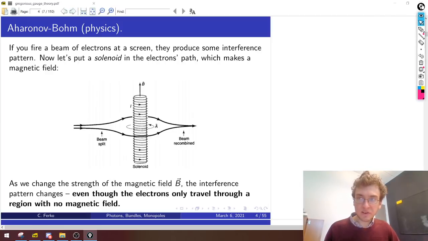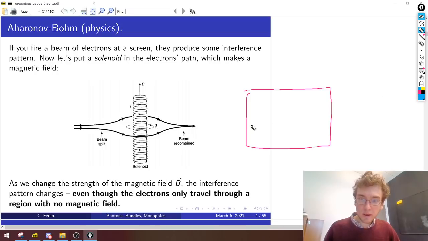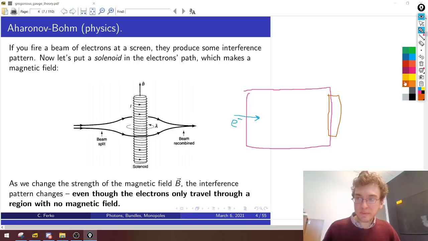So the first vignette is a famous experiment in physics called the Aharonov-Bohm effect. And here's what it is. If you fire electrons at a screen, here's a picture, but maybe it's useful to imagine a cross-section. So here's just a cross-section of what we're doing. You fire electrons coming in from one side. On the other side, you have some screen. And in ordinary quantum mechanics, without any additional bells or whistles, you may know from the two-slit experiment that if you fire electrons at a screen, you get some patterns of dark spots and light spots.